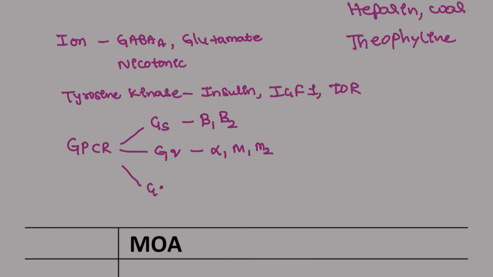Next, Gi. So whichever is left in the Gq, like alpha 2, M2, sorry, this is the M3 guys. Gq is alpha 1, M1 and the M3. Okay, next here the alpha 2 and the M2 and also 5HT1. This will be also seen in the Gi.